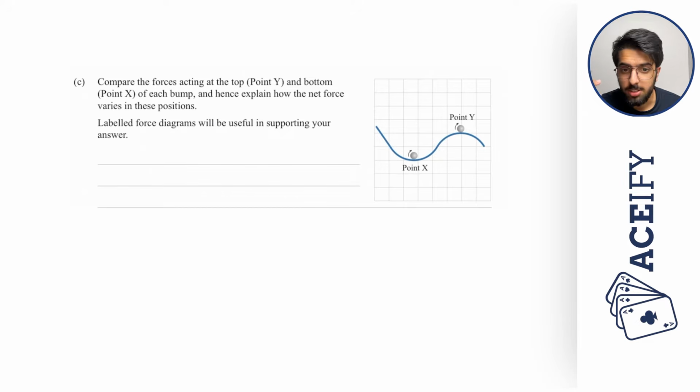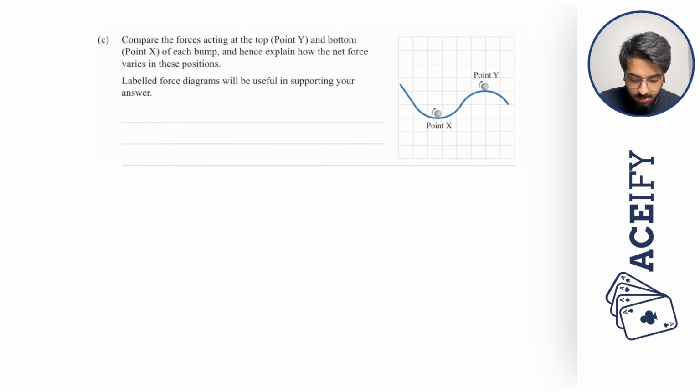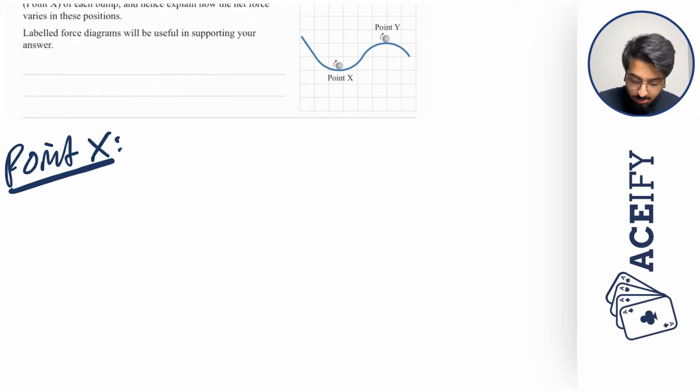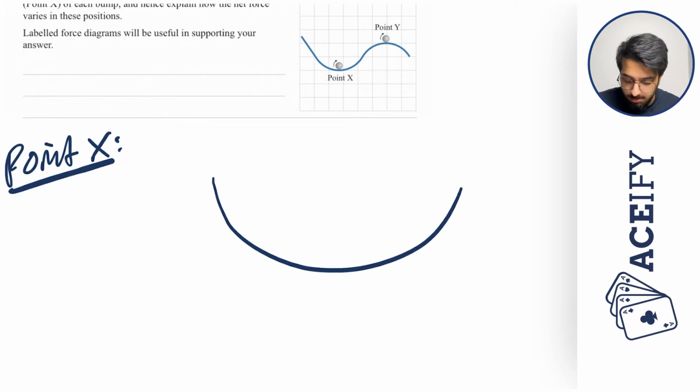Alright, so this question is our classic excellence question where we compare the forces at two points in a vertical circle. Again, this is pretty much a vertical circle scenario with some slight differences like I explained in the previous question. So we can go through them. Let's start off with point X, okay? At point X, we can draw our simplified diagram like this.